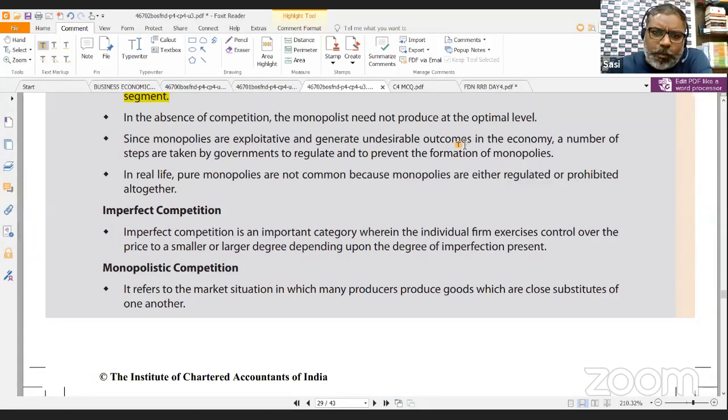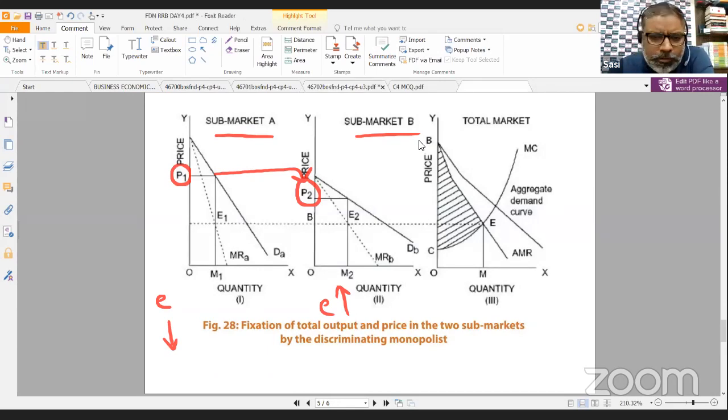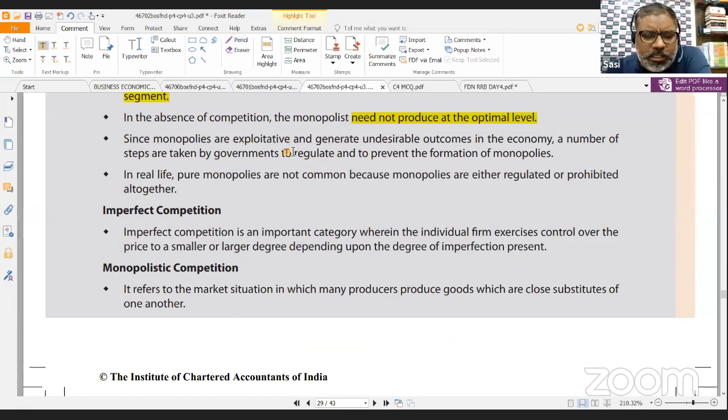And in the absence of competition, the monopolist need not produce at the optimal level because that is his choice. He need not produce at optimal level. Once again, if you look at the monopolist's point here, he will sell less quantity in submarket A, at a high price, and more quantity in submarket B, at a low price. He doesn't have to sell optimum quantities. That is his choice. That is the power of the monopolist, we can say.